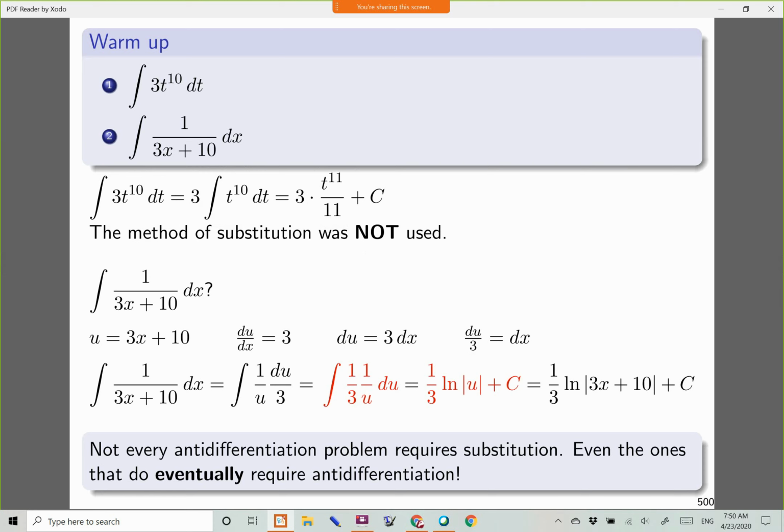The whole point of these two warm-up questions is to say that sometimes, because of this new substitution thing, people are so drawn to it and think that it has to be used for every single problem. But in the first warm-up question, substitution wasn't used at all.